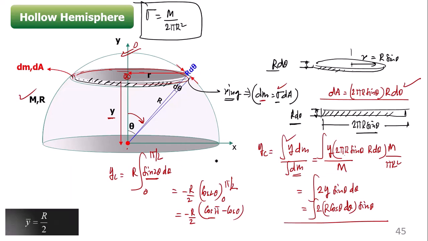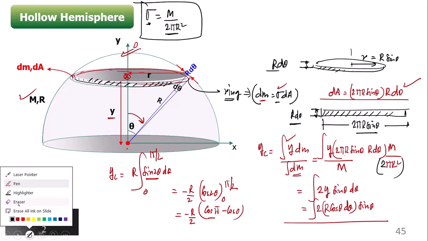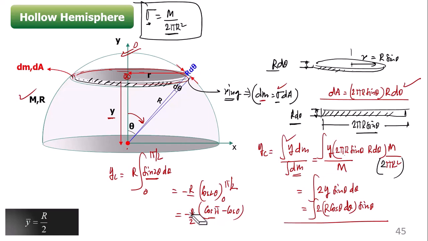So let us check the calculation. So 2 pi r sine theta r d theta, that is there. Sigma is m by, so here I write the sigma is equals to m by 2 pi r square, but that 2 is missing over here. So that 2 will be there. So ultimately this 2 will not be there. Got it? This 2 is not there. Okay, so only r sine theta d theta.